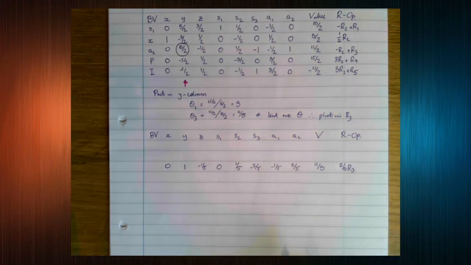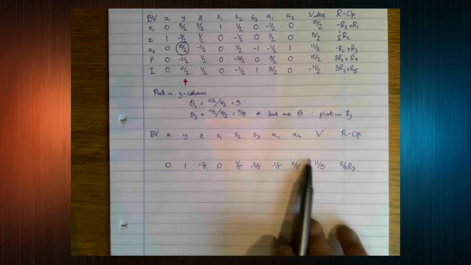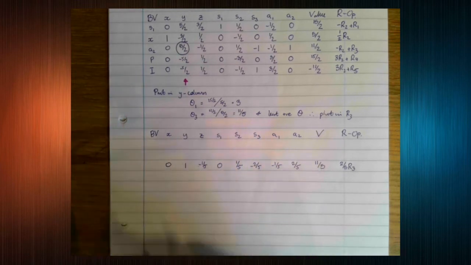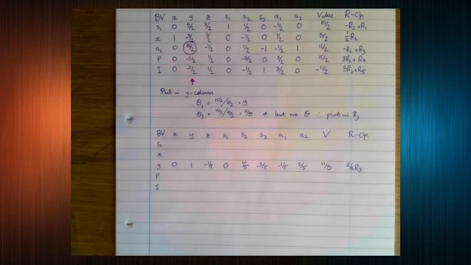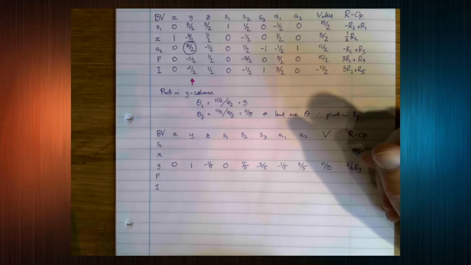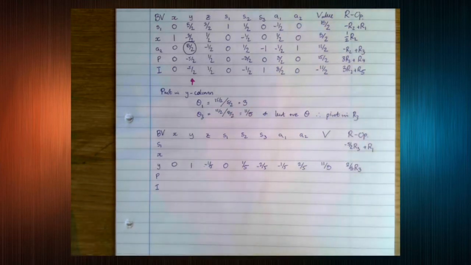Okay, now you can see A2 is no longer basic. Y is the basic variable here, and then again the rest of them stay the same. And then we just proceed with simplex as normal. So here our row up is going to be 5 minus 5 over 2 row 3 plus row 1, minus 5 over 2.